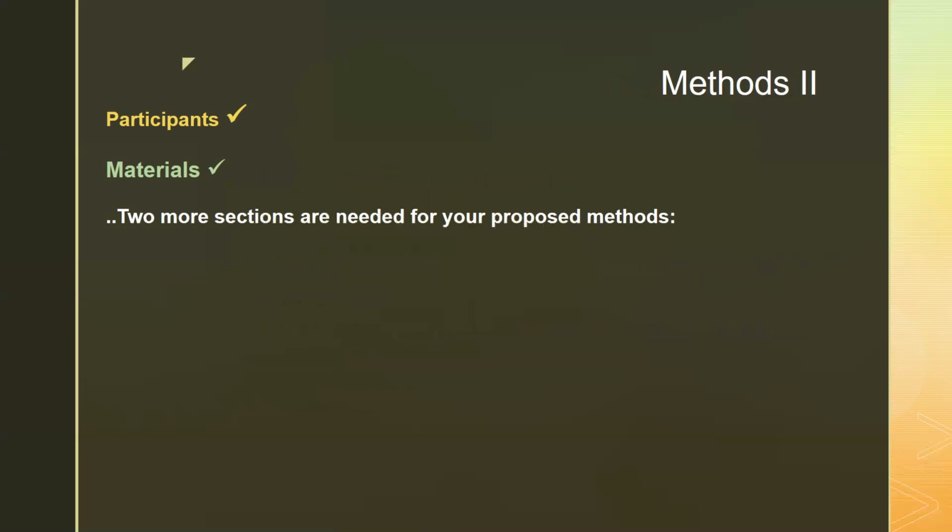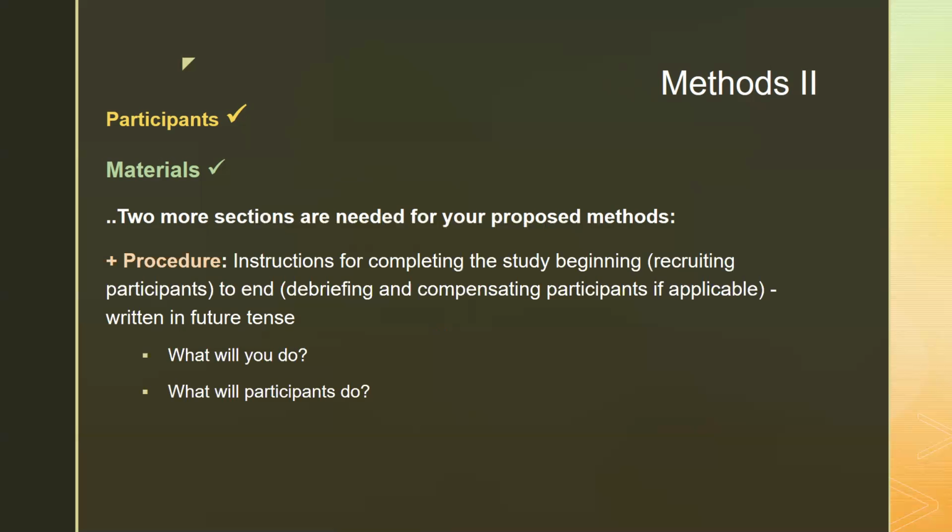So moving on to the second part of the methods. Last week we conquered the participants and the materials. When you look through empirical papers or other people's research proposals, the individual sections within the method are not always exactly the same, and sometimes they're called different things. But in general, we're conquering the 4 major categories, and we have 2 left, one of which is the procedure, which you will see in every single method section, and it's an important part.